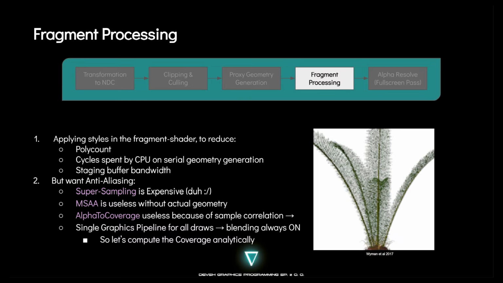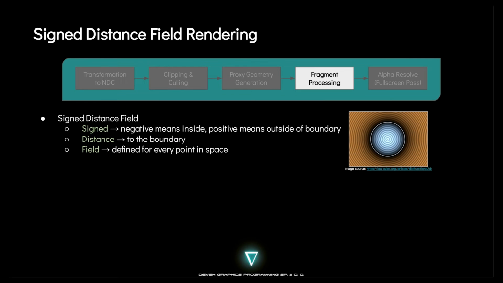But remember, we have one graphics pipeline, and we have blending always enabled for that pipeline because of transparency. So let's compute the coverage analytically and set the pixel's alpha. We decided to do that using signed distance fields to render our curves and lines. SDFs are signed because negative is the inside of a shape and positive outside, and they tell you the distance to the boundary. Field because it's defined in every point in space, 2D or 3D.